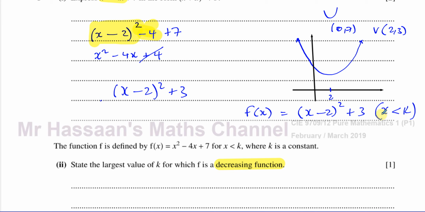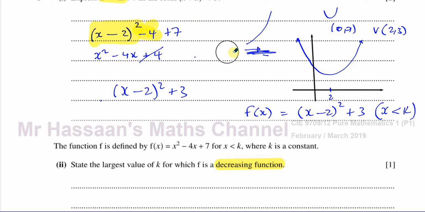So we want to find the value of k such that when x is less than k, this is a decreasing function, the largest value of k. Decreasing function meaning where the gradient is negative. Now we can see that in this parabola, on the left of the vertex, it has a negative gradient. On the right of the vertex, it has a positive gradient. So in this region here, it's going to be decreasing. In this region here, it's going to be increasing.